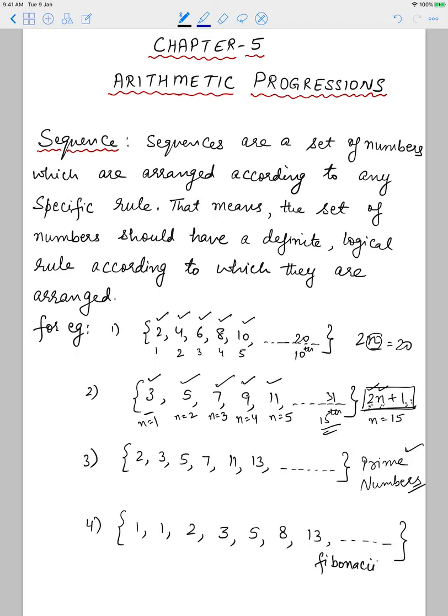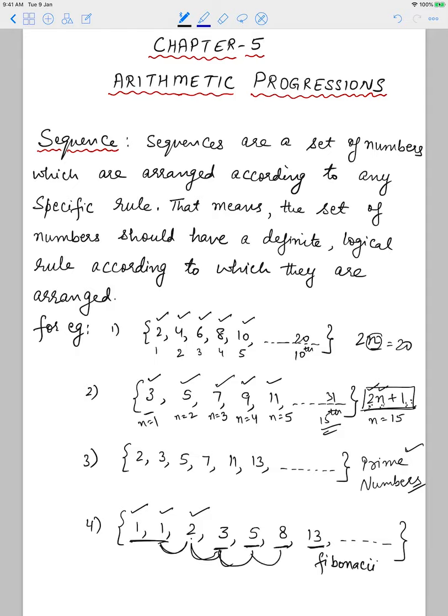For example, the first term they start with is 1, the next term is 1, assuming the previous number to be 0, we say 1. The third term is obtained by adding the previous two terms, 1 plus 1, 2. This term is obtained by adding these two terms, that is 3. This term is obtained by adding these two terms, that is 5. 8 is obtained by adding 5 plus 3, that is 8.